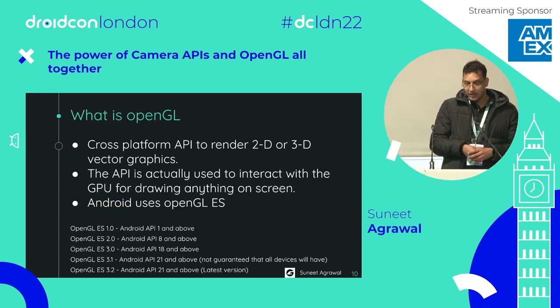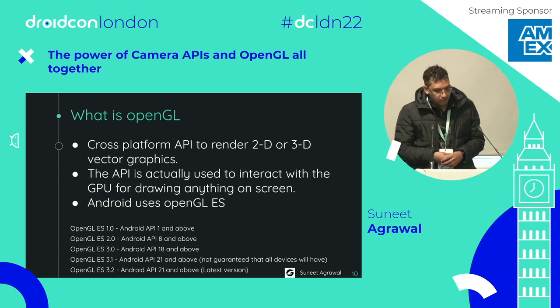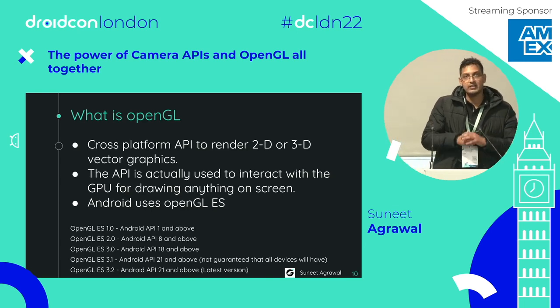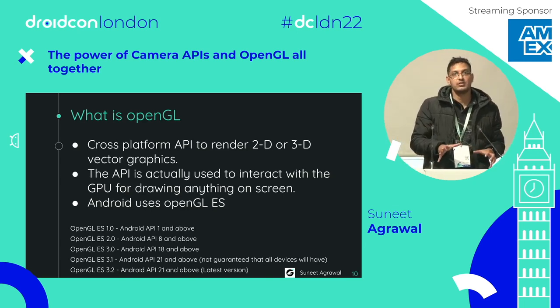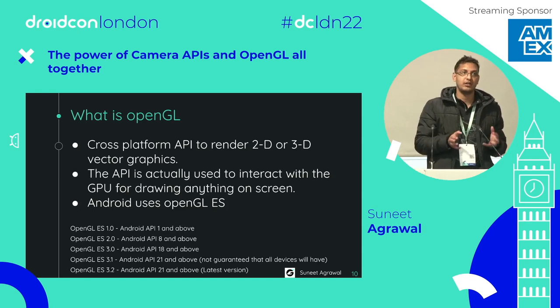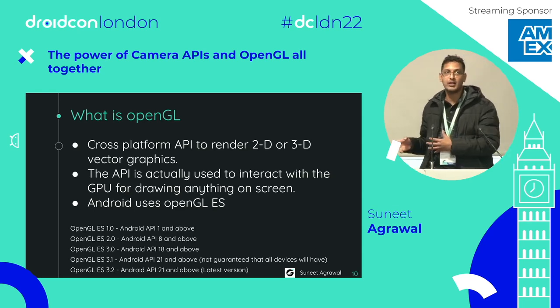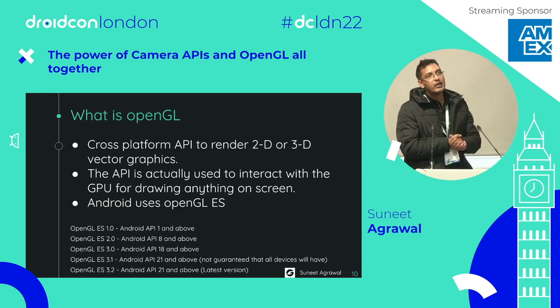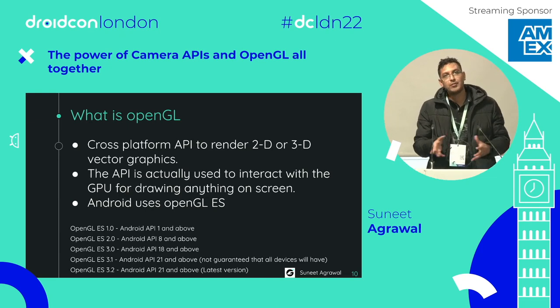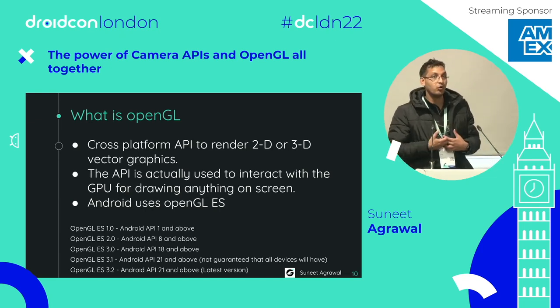This API is actually used to interact with the GPU for drawing anything on screen. Anything that you see on your screen is managed by OpenGL, whether it be a button, a recycler view, or any other layout. In a similar way the camera preview can also be drawn, just that we want to manipulate it.